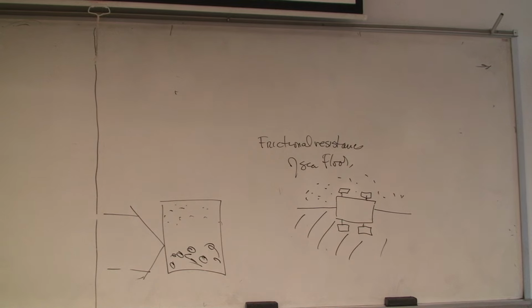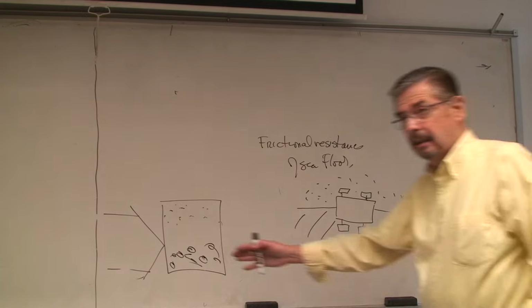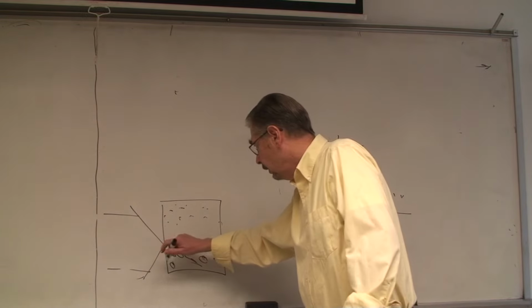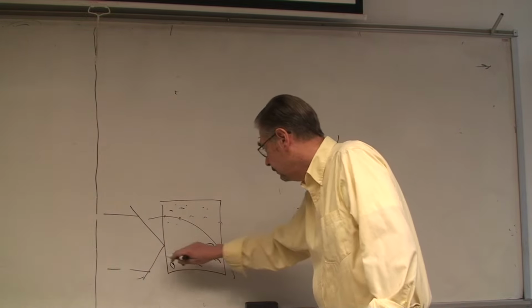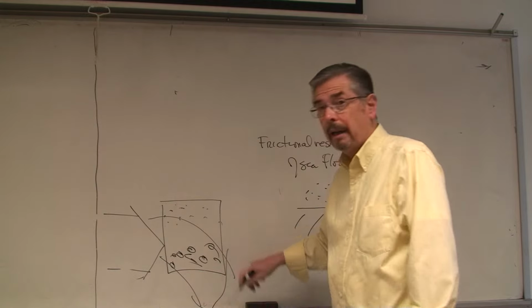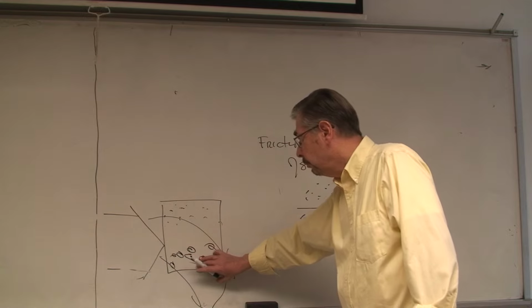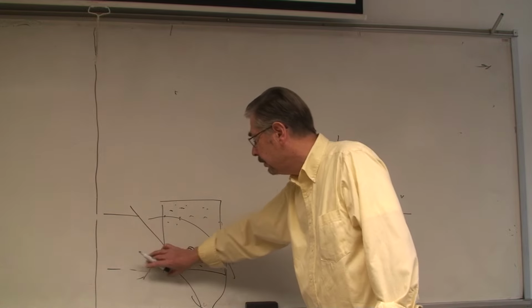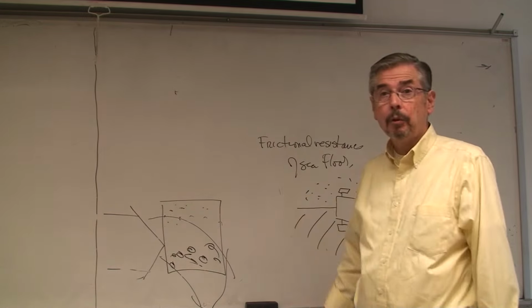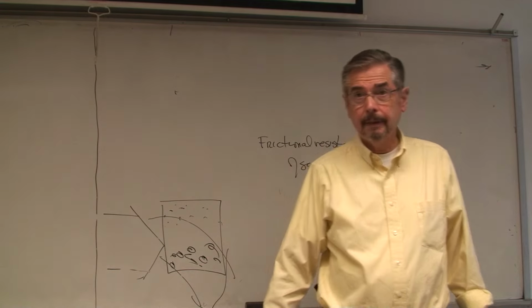Which way would it turn again? Well, if we're looking at this illustration, looking down in the ocean, it would turn like this. Here it would turn to the right. Because it's more difficult for this portion of the current to move than it is for this portion of the current to move. Okay?